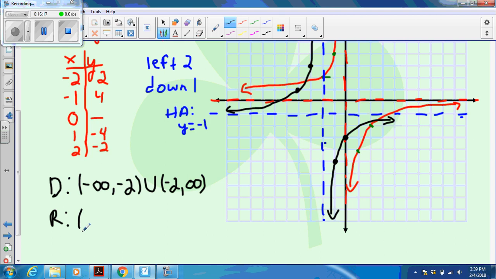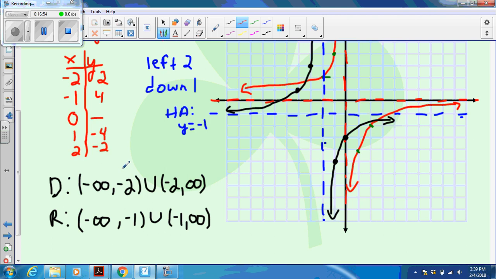Our range is going to be very similar. We're also going to start at negative infinity, because notice we do have negative values on our y, and we go to our now horizontal asymptote. So our horizontal asymptote is at negative 1. We do a union sign, and then we go from negative 1, and notice we also have positive values, so we go to positive infinity. Just like with the domain, we have two parts to our range. It goes from negative infinity to our horizontal asymptote, and then horizontal asymptote to infinity.